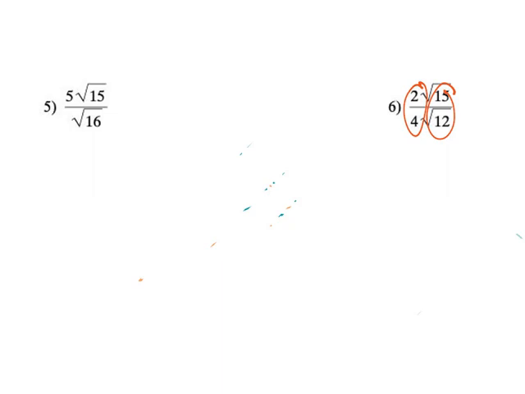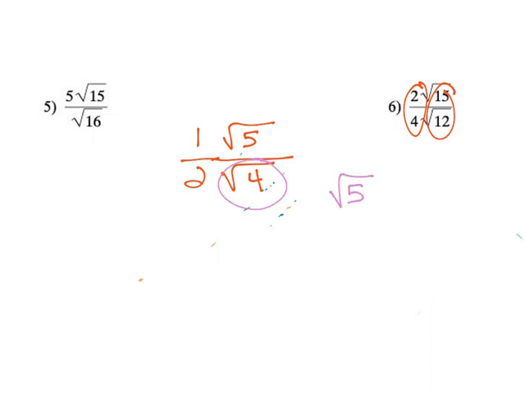It's up to you. So 2 over 4 is really 1 over 2. And 15 over 12, 3 goes into both of those. So that gives us radical 5 over radical 4. And in this case, it actually makes your life easier because radical 4 is 2. Oops. So this is really radical 5 over 2 times 2, or radical 5 over 4.